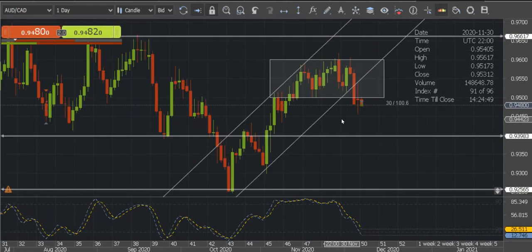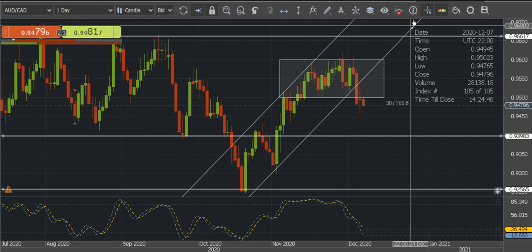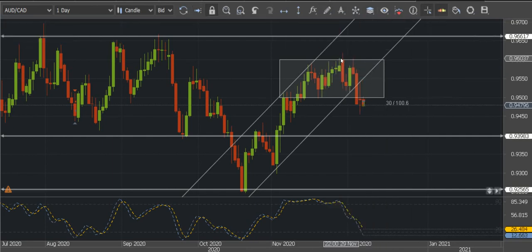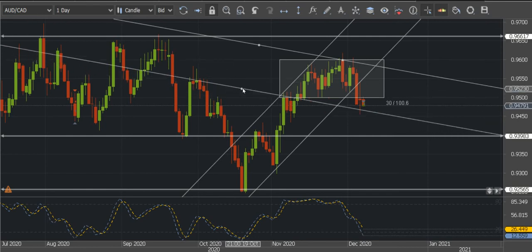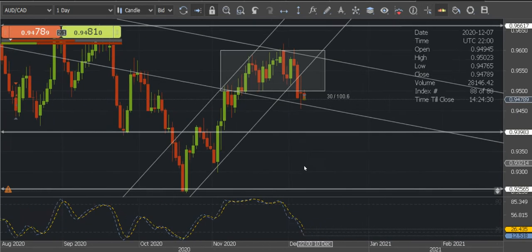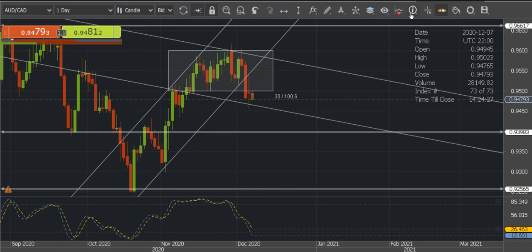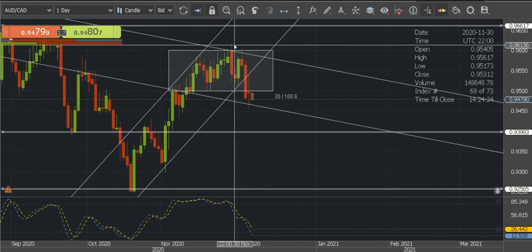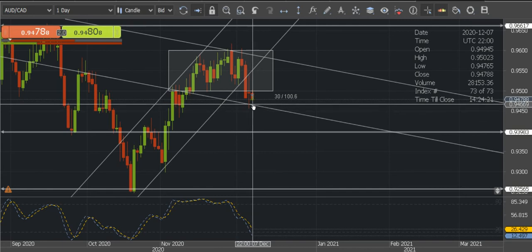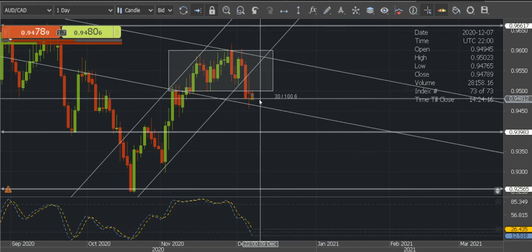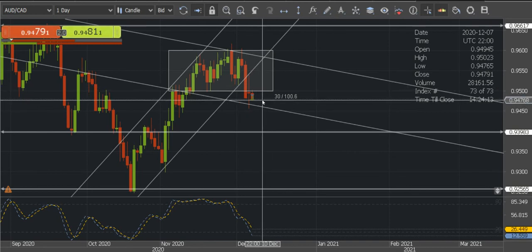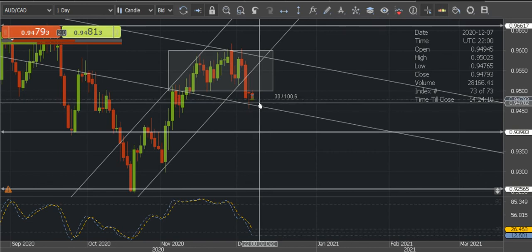Okay. So what I'm going to do is, I'm drawing a channel here. I just took these two points, this one point, and this one point, and this is my trend line, support line. So these two trend lines are also broken. According to my analysis, it's the start of a downtrend movement.